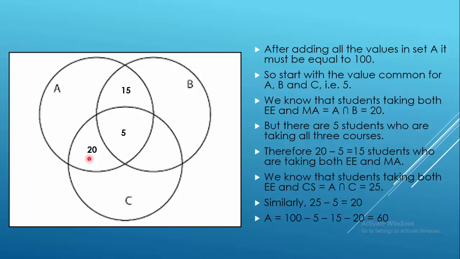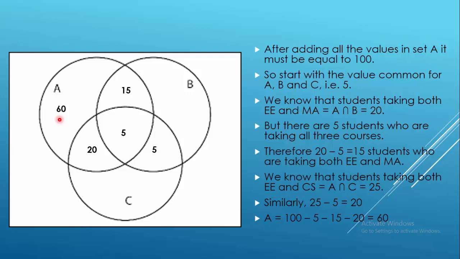Now we have to write the remaining students over here. How many students are remaining who are taking only and only double E classes? They are not enrolled in any other class. They are just enrolled in double E class, 60. The rest, out of 100: 5 are enrolled in all the 3 classes, 15 are enrolled in A and B both, 20 are enrolled in A and C both, and 60 are only enrolled in class A or double E class.